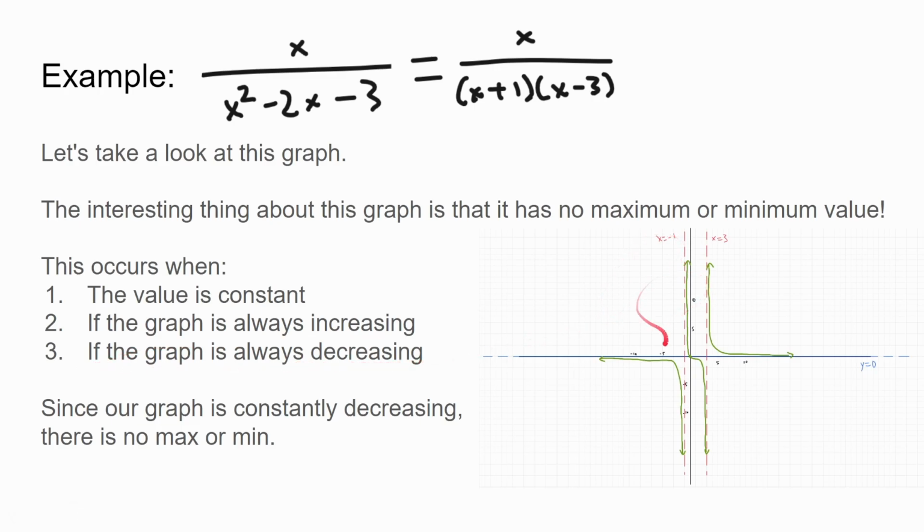So let's take a look at our graph. Over here, it approaches 0. As the x value increases, the y value decreases, and it keeps decreasing. Over here, it keeps on decreasing. And over here, it just keeps on decreasing. So, since our graph is constantly decreasing, there is no max or min value for this graph.